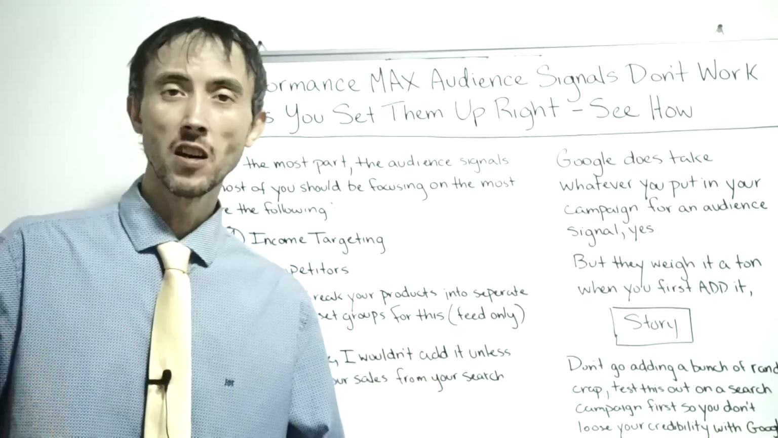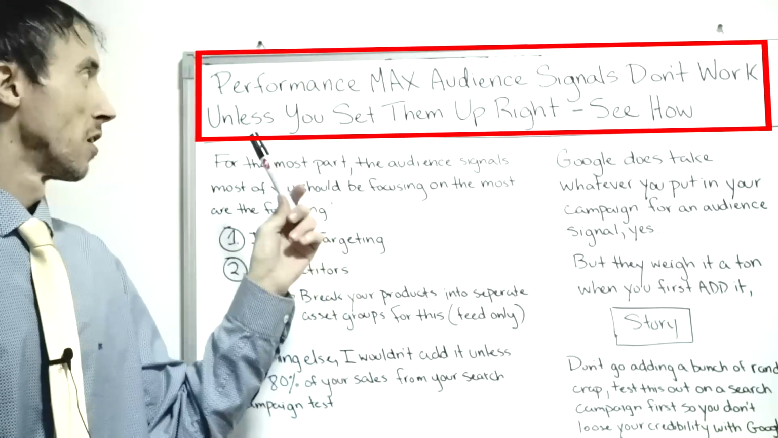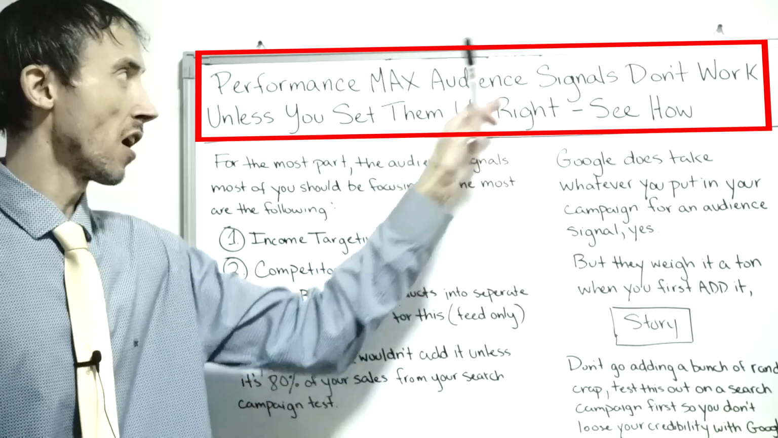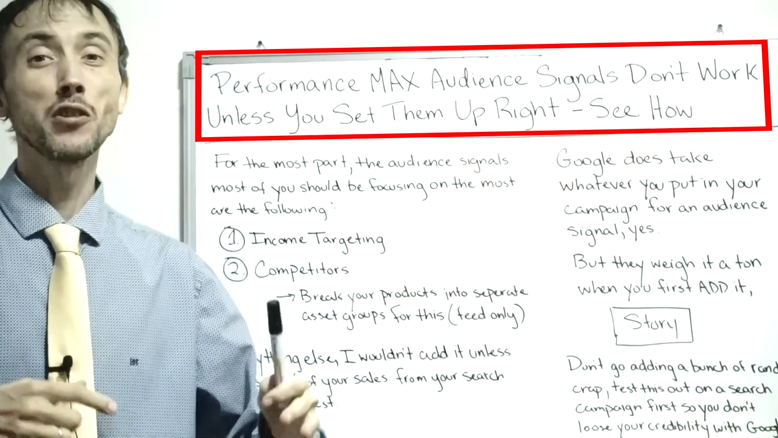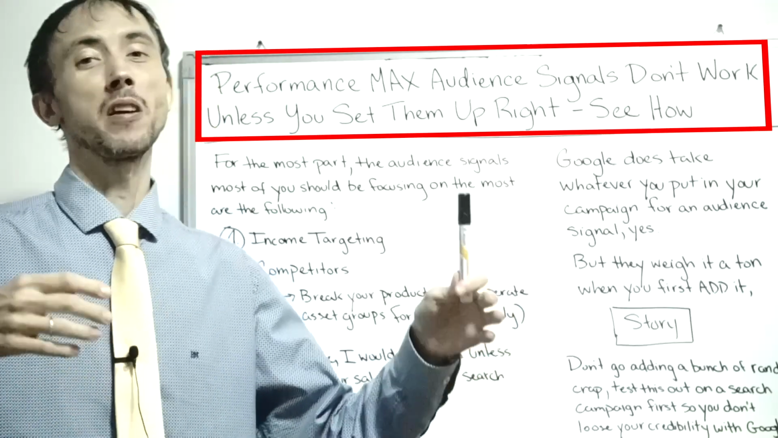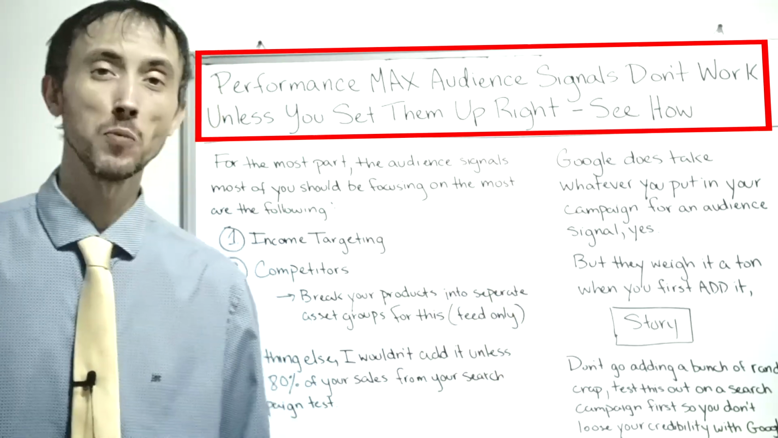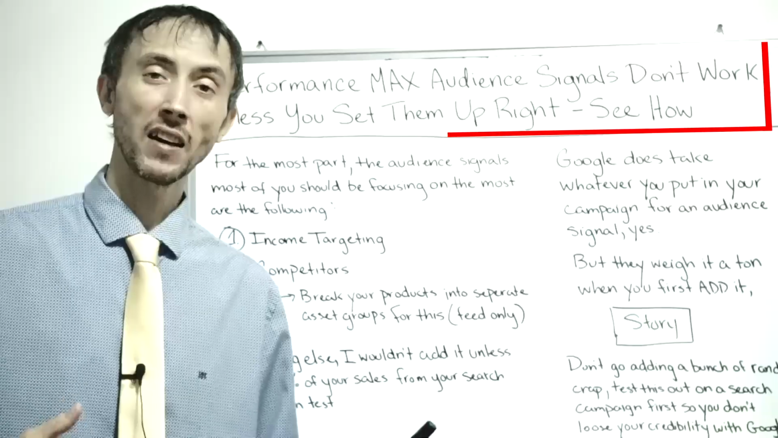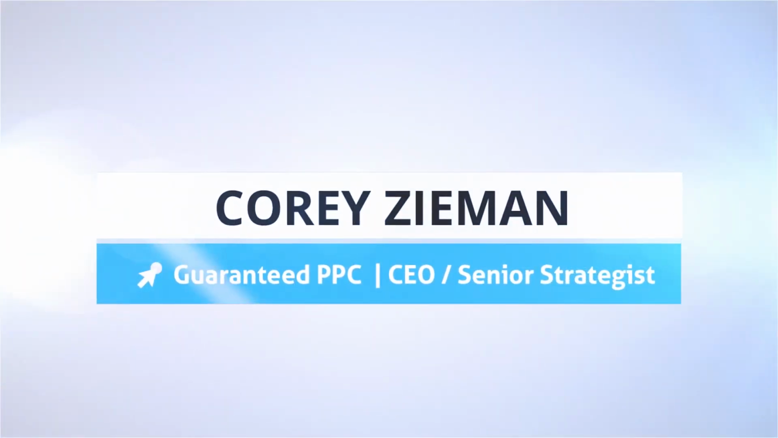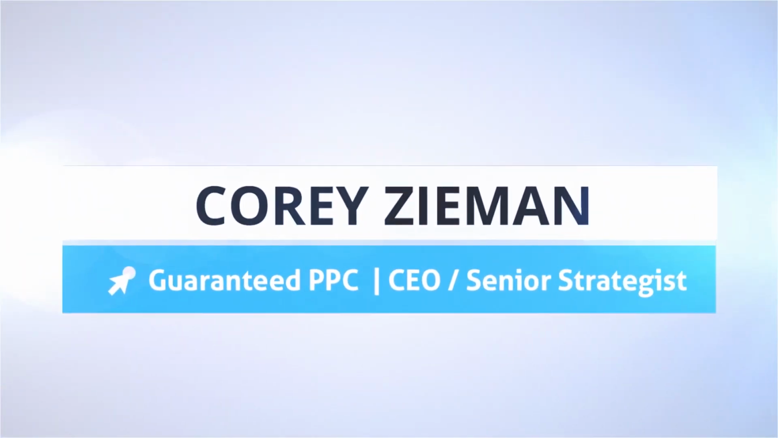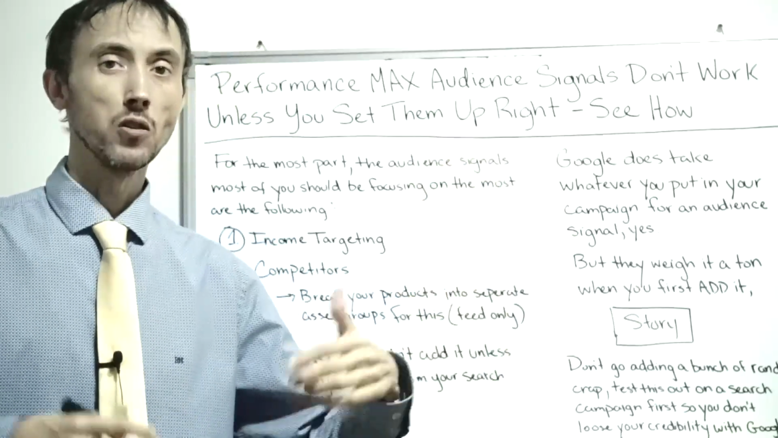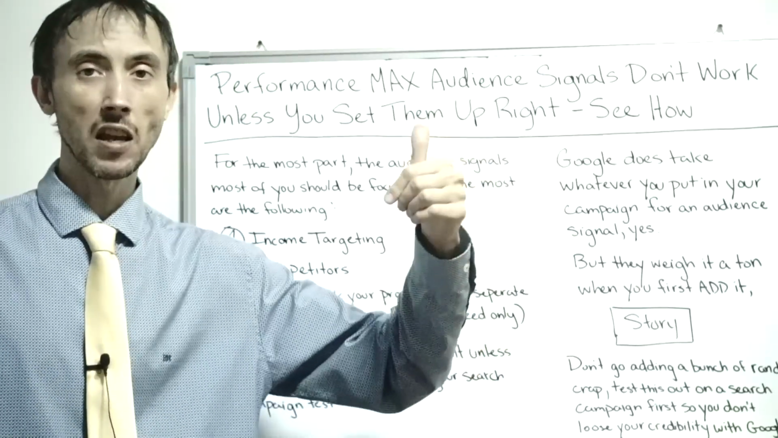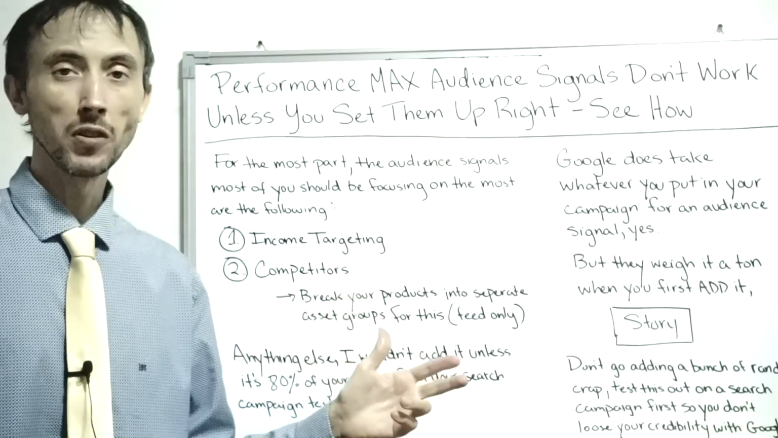Okay, today's video, we have a good one for you. Performance Max audience signals don't really work unless you know how to set them up. I'm going to explain how to set them up right so your Performance Max campaign actually goes up instead of down. Do it wrong, it's going to go down instead of up. But it's real simple to do this correctly.